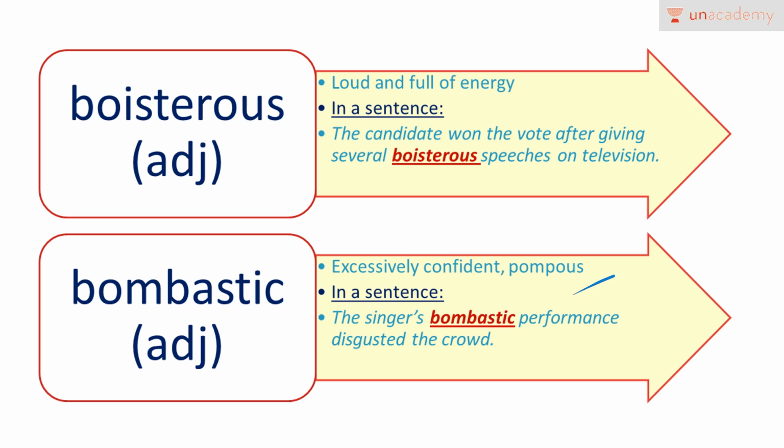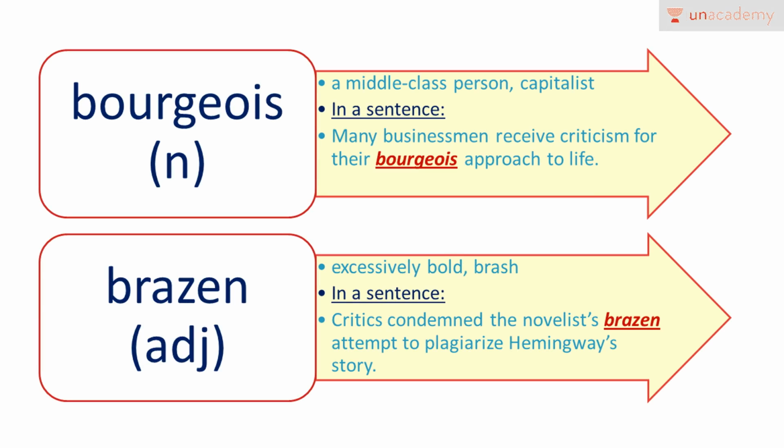That's the definition of the word. So, when we put it into a sentence, it will read, the singer's bombastic performance disgusted the crowd. Next on, bourgeois is a noun. It can be defined as a middle class person, a capitalist. So, in a sentence it will read, many businessmen receive criticism for their bourgeois approach to life.